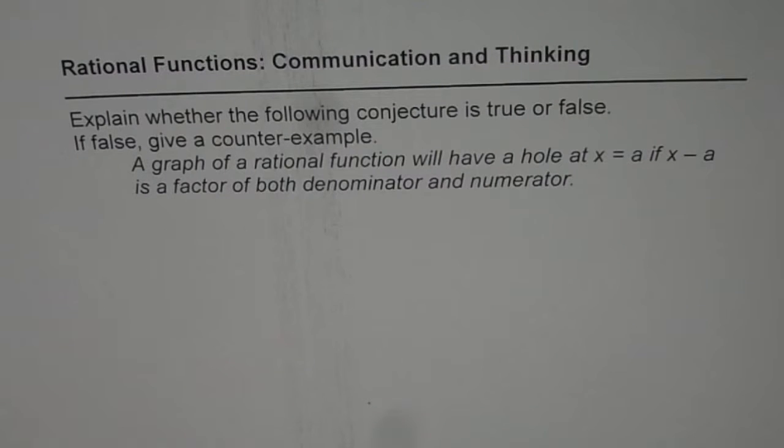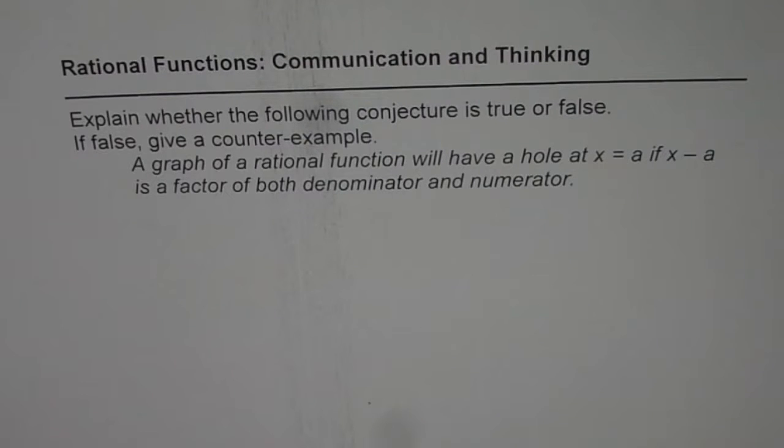The question here is, explain whether the following conjecture is true or false. If false, give a counter example. The conjecture is, a graph of a rational function will have a hole at x equals a if x minus a is a factor of both numerator and denominator. Now, is this statement true or false? Explain. You can pause the video, attempt the question, and then look into my suggestion.